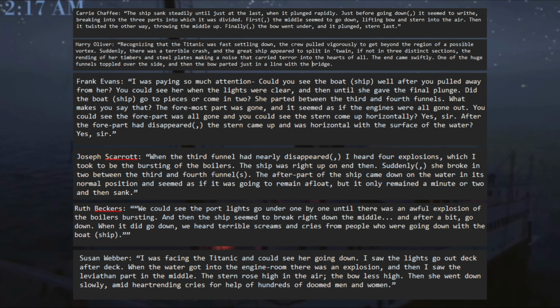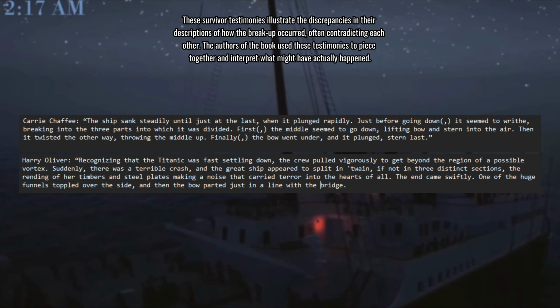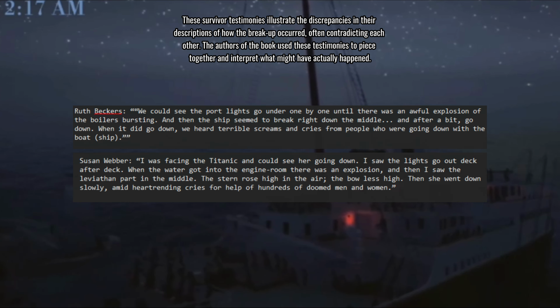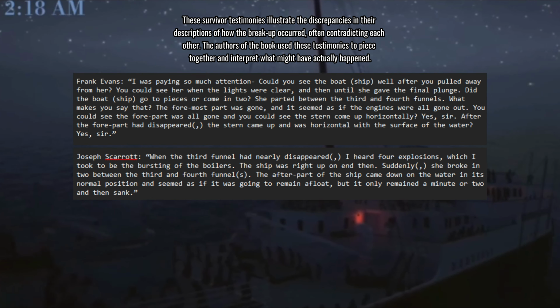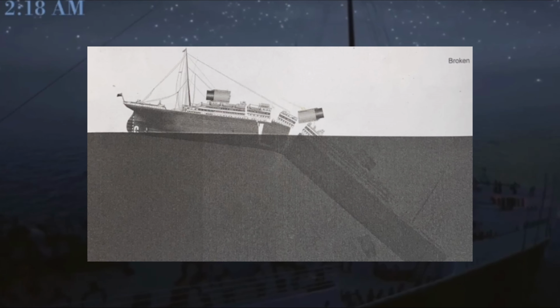For example, one survivor might say the ship broke in half in three sections. Another survivor might say it broke amidships. And another might say it broke forward of the fourth funnel. How do these differing accounts make sense together? Let's take these examples.